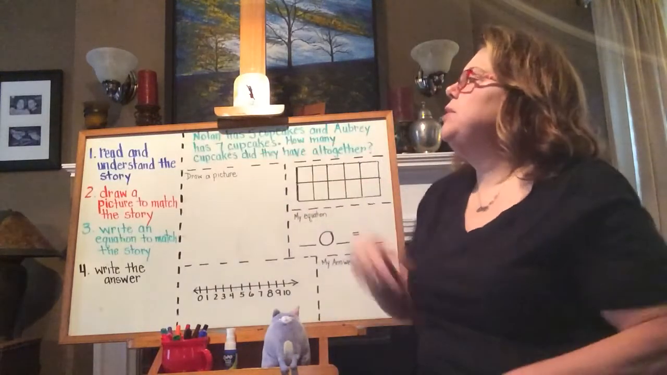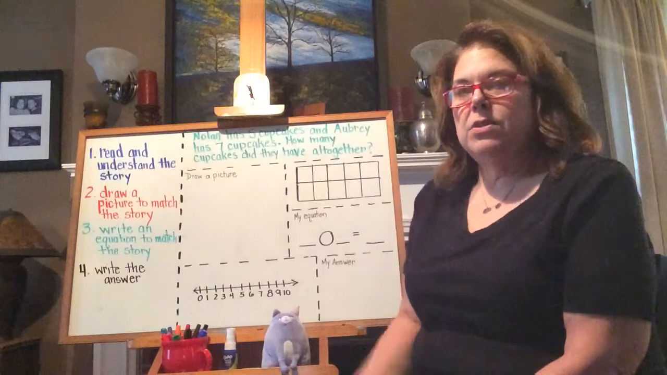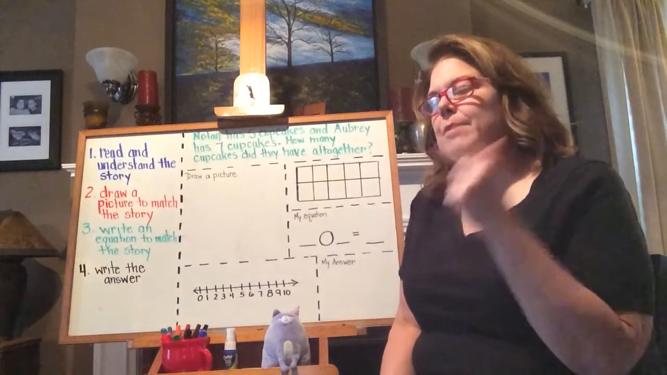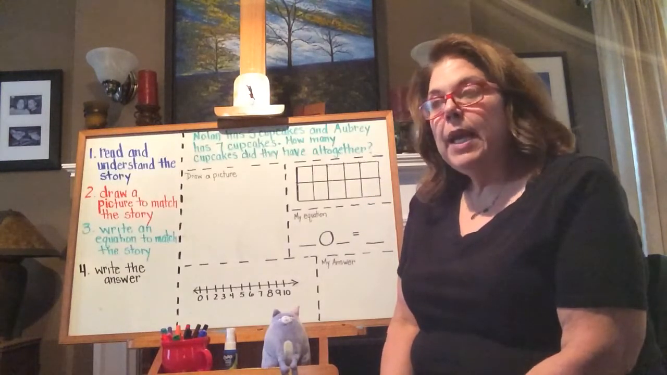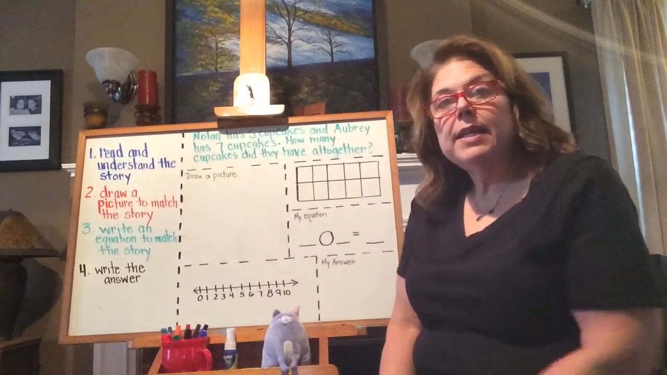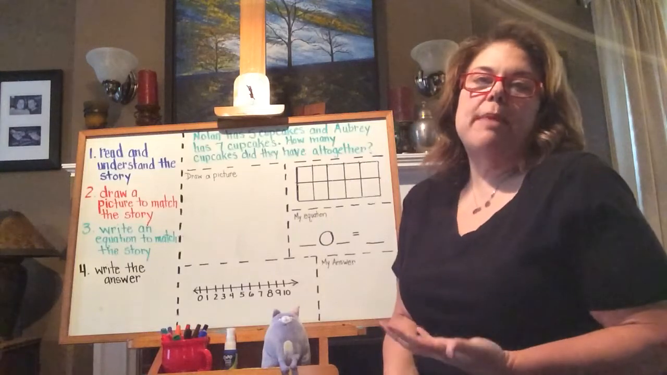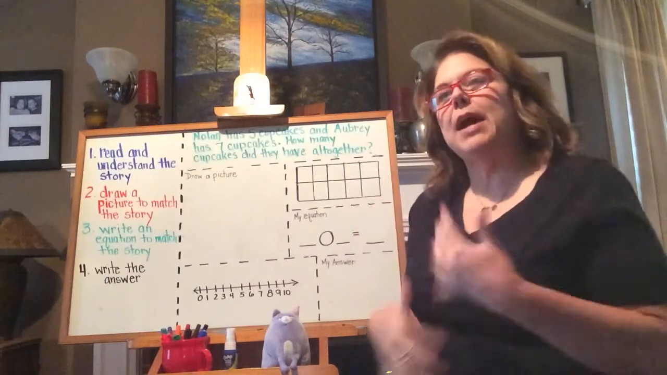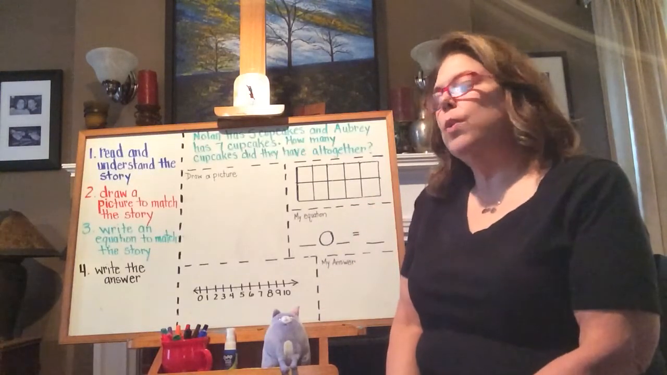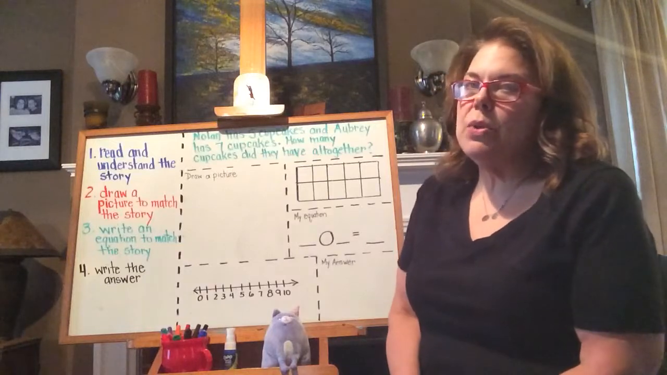So first thing we need to do is read and understand the story. So I'm going to read the story. I probably will read it 2 times just so I make sure I get it in my brain. Remember, if I really understand it, then I can tell it using my own words. I don't have to just look up there. I know it and I can tell it using my own words. So let's listen to our story today.